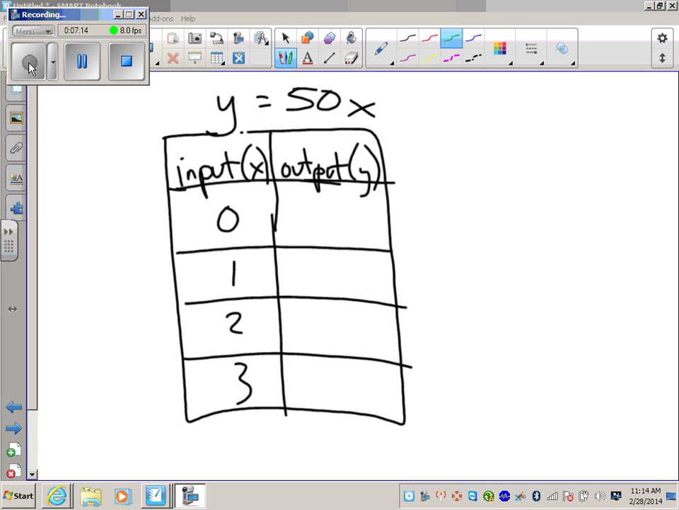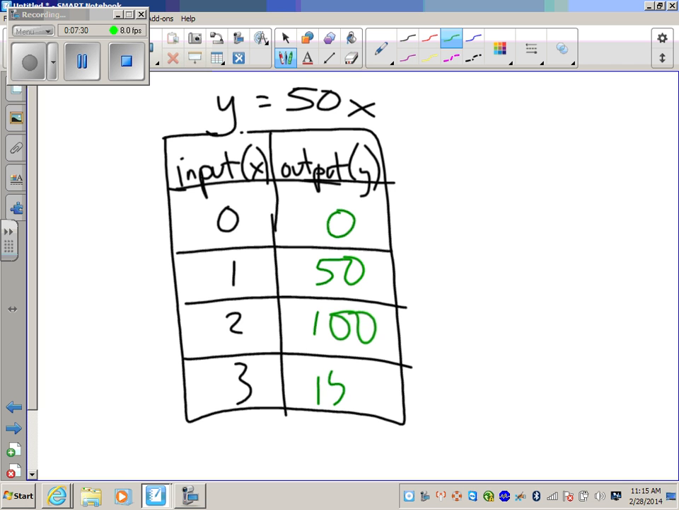Let's plug it in. If input X is 0, what's 50 times 0? If input is 1, what's 50 times 1? 50. If input is 2, what's the output? And if it's 3, 50. I mean, you got it correct. Awesome. Okay. Very good.